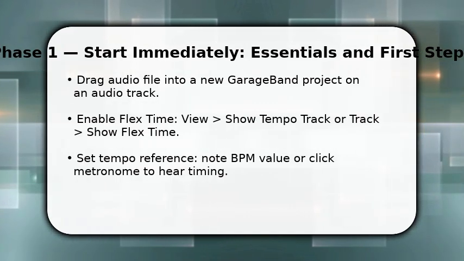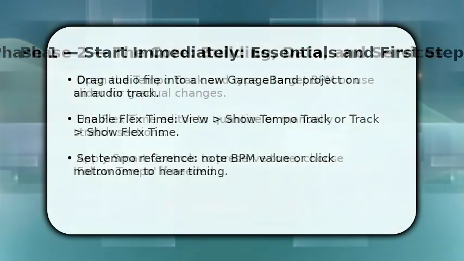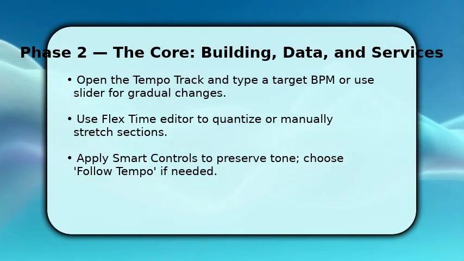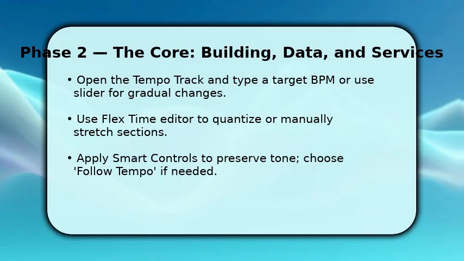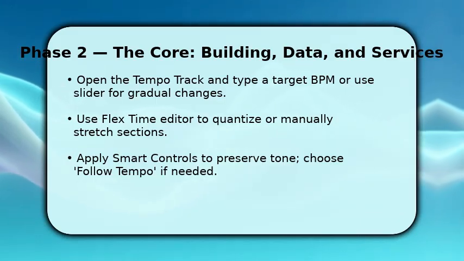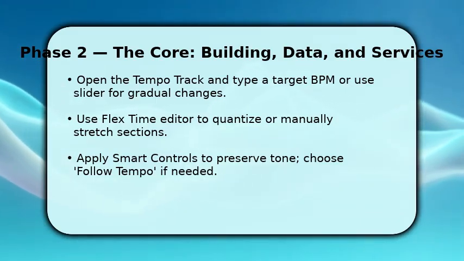Now you change tempo. Open the tempo track and enter your target BPM or add tempo points for ramps. You can drag segments to speed up or slow down. When you need precision, use the Flex Time editor to nudge transients and quantize beats.